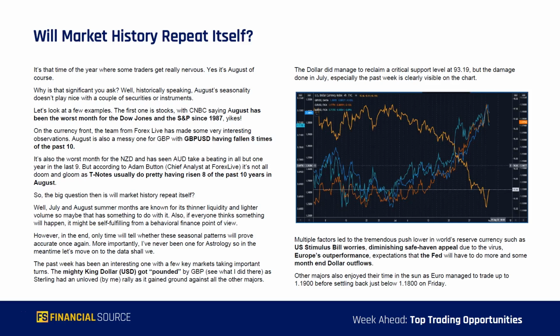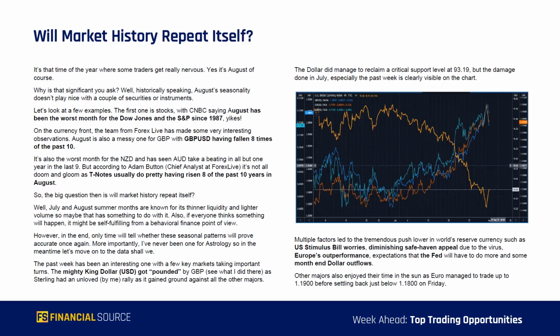Now, the past week has been very interesting with a few key markets making important turns. The US dollar just got pounded in this last week, especially by the British pound, as sterling had a very unloved rally and gained ground against most of the other majors. The dollar did, however, on Friday manage to reclaim a critical support level at 93.19, but the damage is done, so to speak, in July, especially the past week, clearly visible on the chart with that big acceleration to the downside.